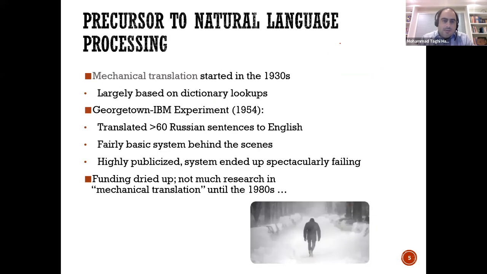Now some history of natural language processing. One of the early efforts was mechanical translation, started in 1930, based on dictionary lookups. You have a mapping from one language to another, and you take each word and try to find the equivalent in the other language. This was done by Georgetown and IBM in 1954. In particular, they translated more than 60 Russian sentences to English. It became highly publicized, but the system at the end did not work well, and because of that, funding dried up for mechanical translation. The government and others didn't believe we could do a good job, so they forgot about it, at least until 1980.